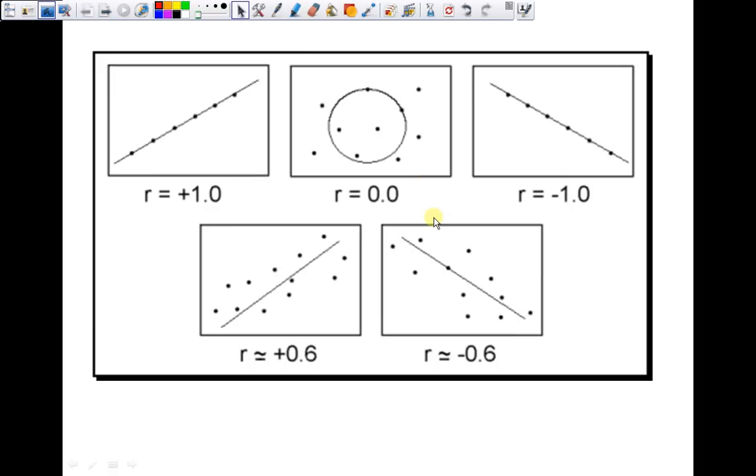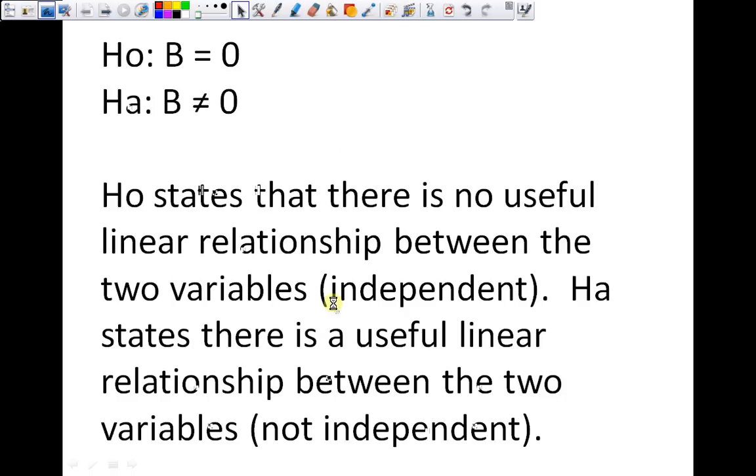Okay, so we looked at some values of R. Here's some more. We see R is positive 1, a perfect fit. R is negative 1, a perfect negative fit. Basically, a circular or a blob plot here yields R equals 0, or R close to 0. And then they're saying here R is approximately positive 0.6 and negative 0.6. And it kind of depends on the scale, but you get the idea. This is a positive slope, this is a negative slope. And you can definitely tell that this is a positive relationship, even if you didn't have this line here, and this is a negative relationship. So that value is 0.6.